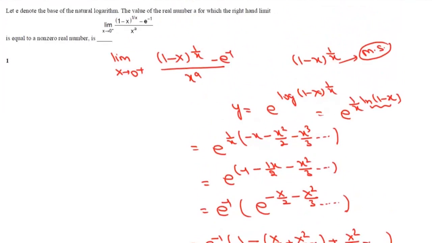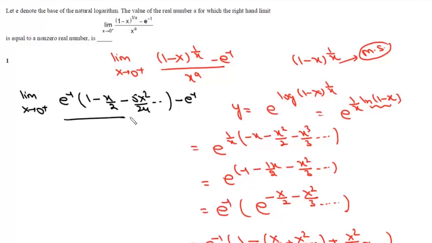We can write this limit as limit x tends to 0 positive, and here it will be e to the power minus 1, 1 minus x by 2 minus 5x square by 24, and then minus e to the power minus 1 upon x to the power a. Now e to the power minus 1 will be cancelled.